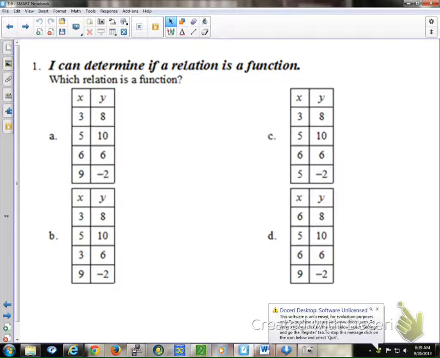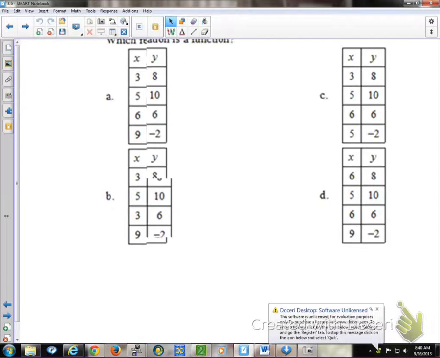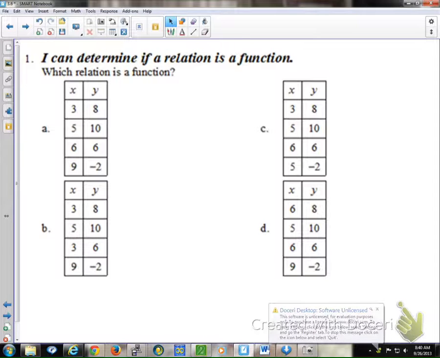Yeah, an x value cannot repeat. The whole thing about a function is that when you graph it, it should be continuous from left to right. Even if it's just points, you should have point, point, point, point.